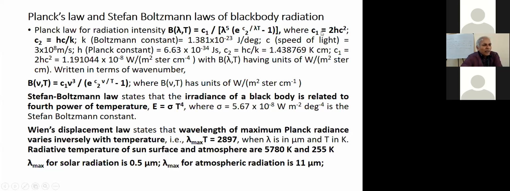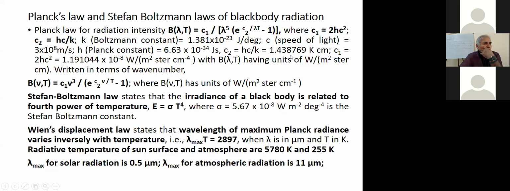H and C are constants, and H, C and K are constants for C2. So C1 and C2 have constant values that are given here. C1 is 1.19 into 10 to the power of minus 8 watts per meter square per steradian. Obviously these are all radiance quantities. You can see watts per meter square per steradian. So these are all spectral radiance. Basically, C2 has a value that is given here.